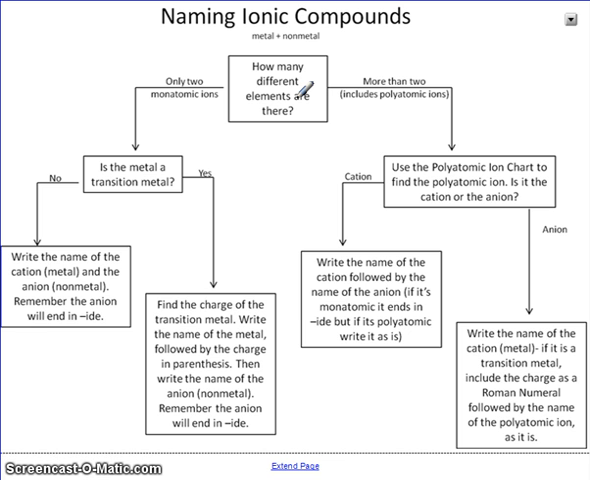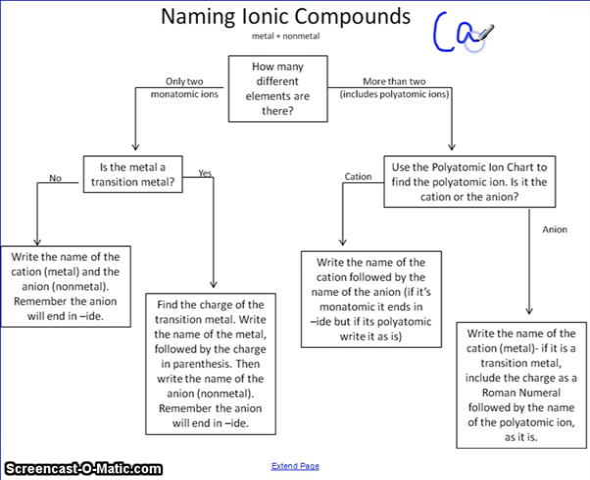Okay, so if we were to do an example, let's just say we have this compound, CaCl2. So the first thing we ask ourselves, how many different elements are there? Well, I have Ca and I have Cl. That means I have 2 monatomic ions, so I go this way.